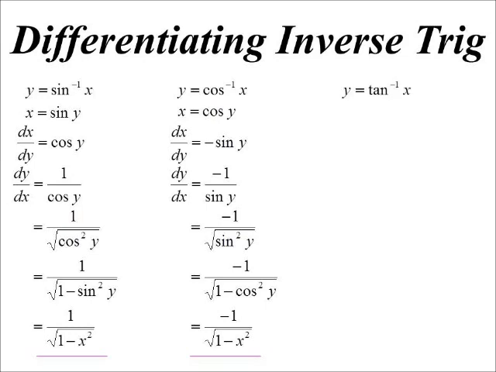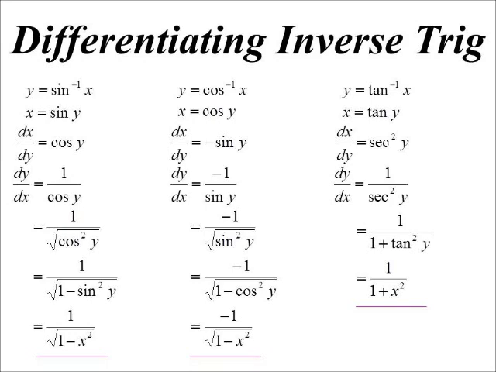Okay, inverse tan. So let's make x equal to tan y. Differentiate tan, we get sec squared. Turn upside down. So once again, I've got it in terms of y. Let's change it to terms of x. So sec squared we know is 1 plus tan squared. In this case I don't need the square root because I've already got the square there. And tan is x, so we get 1 on 1 plus x squared.